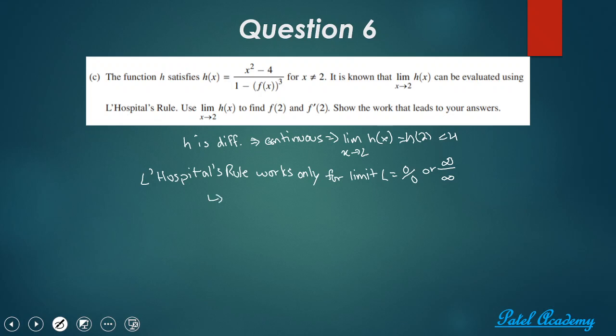Now in this case, if I plug in 2 into my numerator, right, x squared minus 4 becomes 2 squared minus 4, which is equal to 0. And what does this mean? Well, this means that 1 minus f of x all cubed has to be equal to 0. And so f of 2 in this case, because my x is 2, has to be equal to 1 for this to be true. Alright, so I figured out what f of 2 is equal to, and my show the work or justify would be by the definition of L'Hopital's.